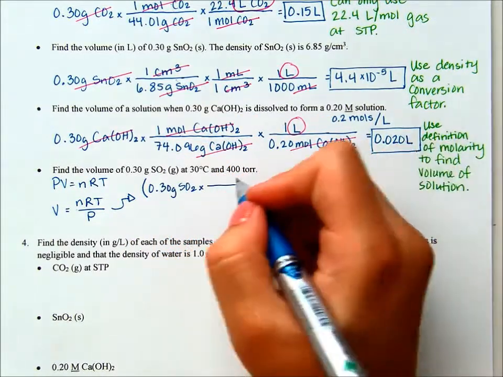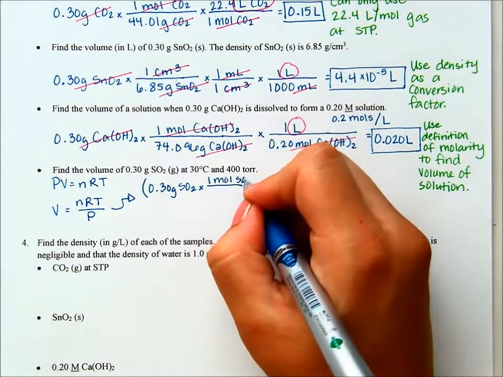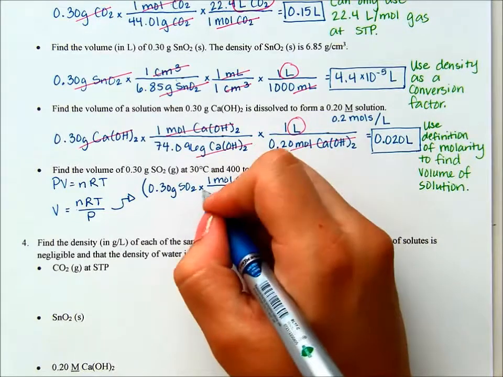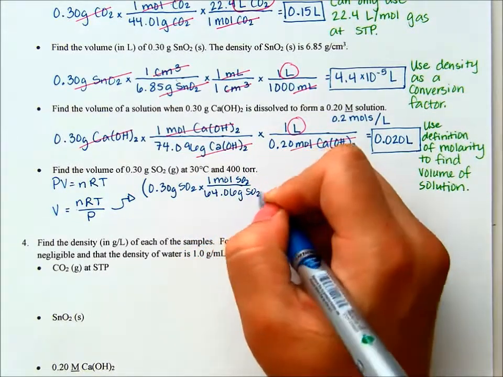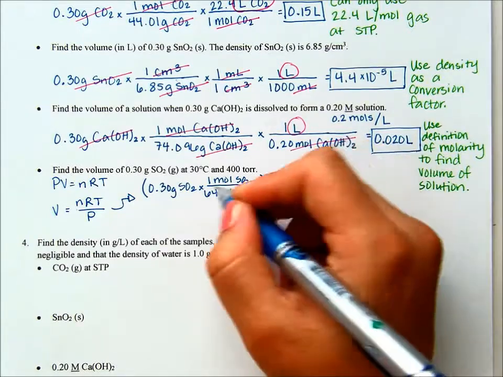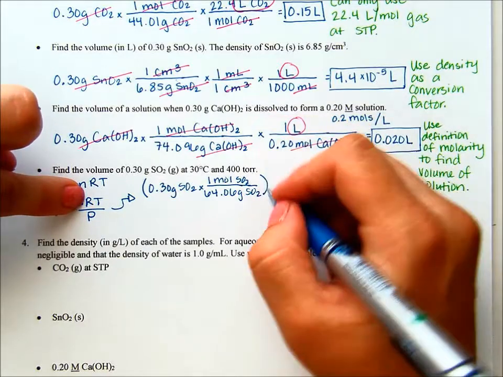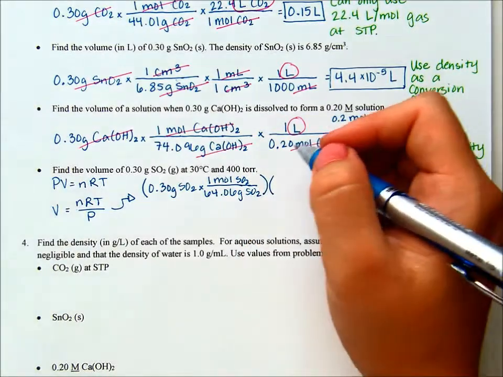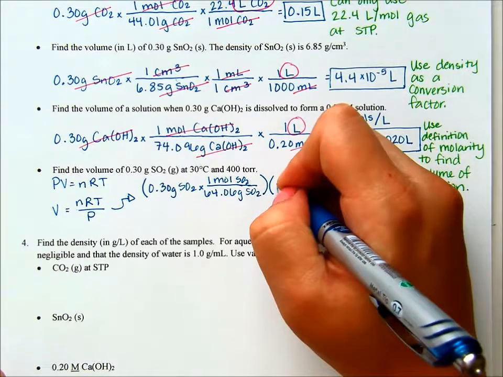And I'm going to go ahead and convert that using molar mass to moles. So my 1 mole of SO2 is going to be equal to 64.06 grams of SO2. And again, that's my molar mass that I added up from the periodic table. So that takes care of the N. The R is our ideal gas constant. So that is on the back of your periodic table. So that's going to be given to you on the AP test.